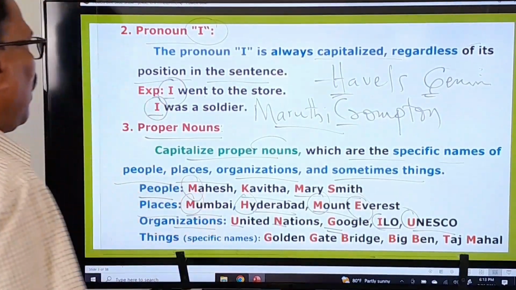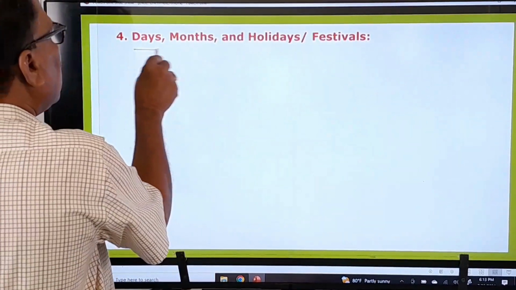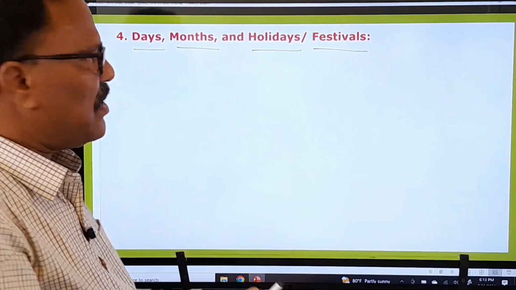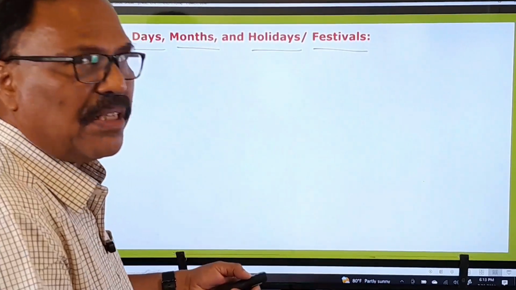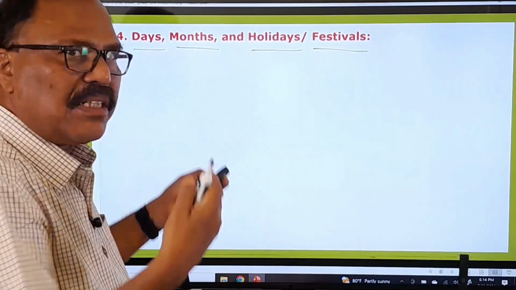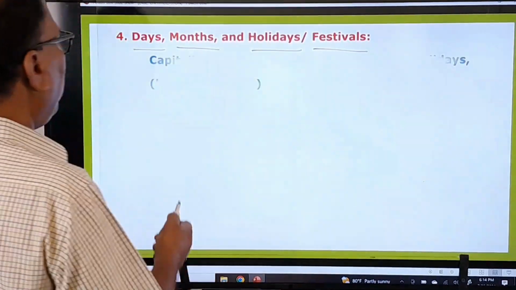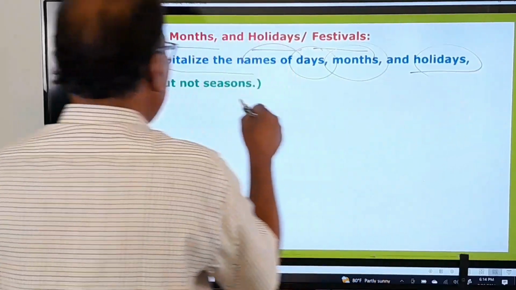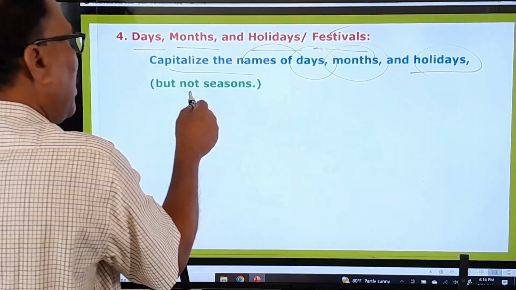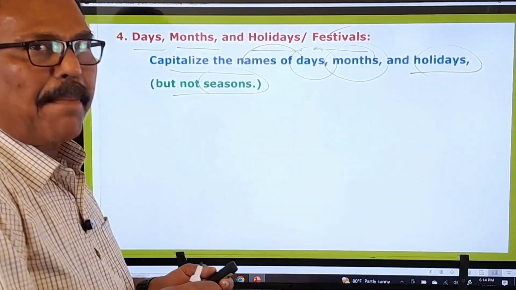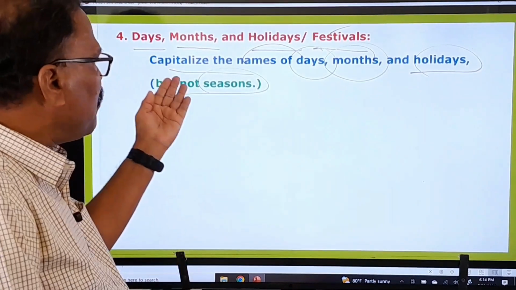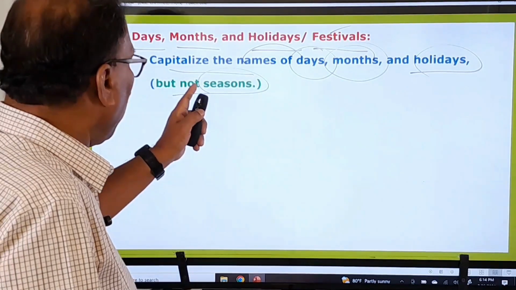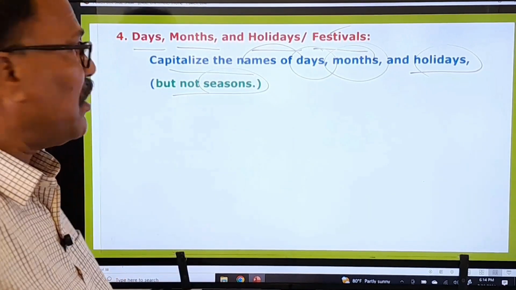Now we move on to learn other rules. And days, months and holidays or festivals. So very simple things I am dealing with, and this chapter itself is a very simple one. So here for days, capitalize the names of days, one point, months, okay, and holidays and festivals, but not seasons. Remember, some of the people try to capitalize the names of seasons, but seasons should not be capitalized. Please keep it in your mind. That's why I have put it in green color, but not seasons.